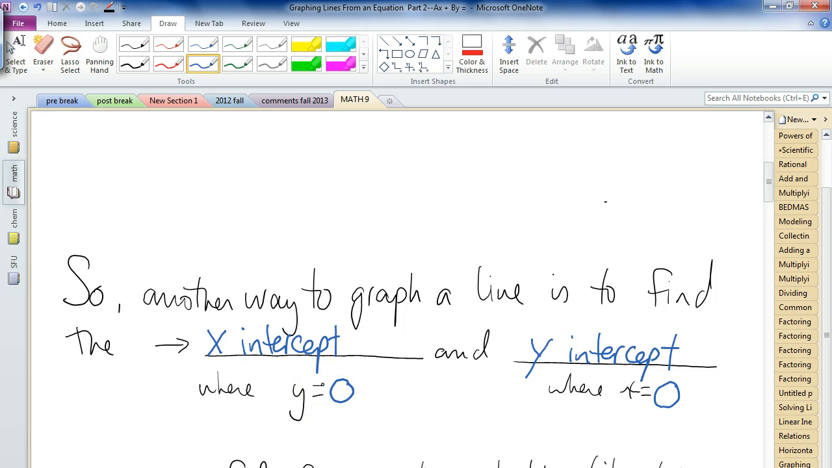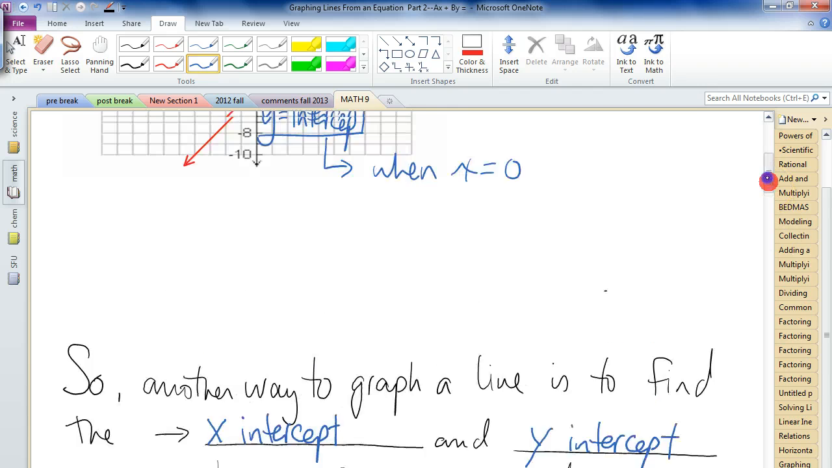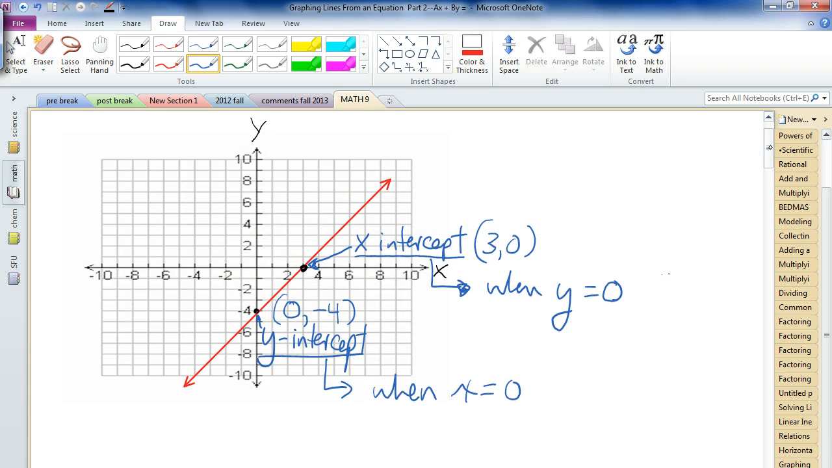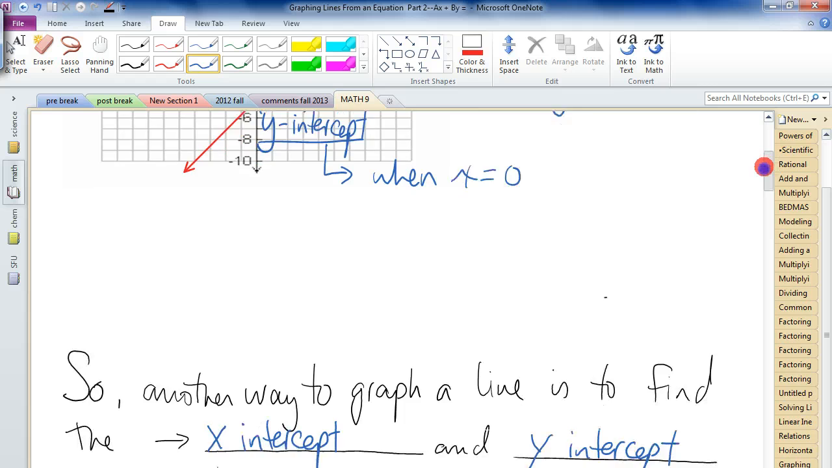Now, so what? You're probably thinking. Well, based on that, once we can figure out for any line what the x-intercept is and what the y-intercept is, there's our two dots. We can connect the dots together. We have our line, and we're done. So this is another trick method, another quick way to graph without using a table of values.